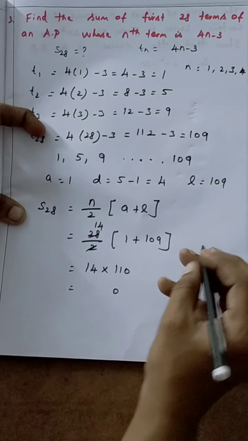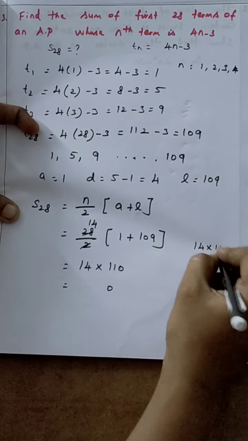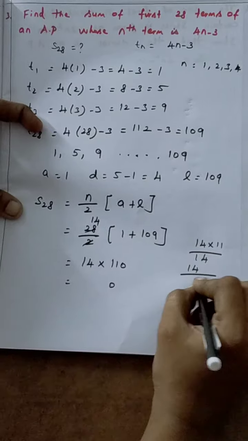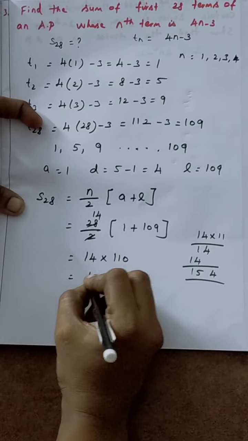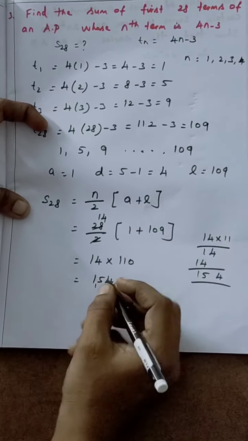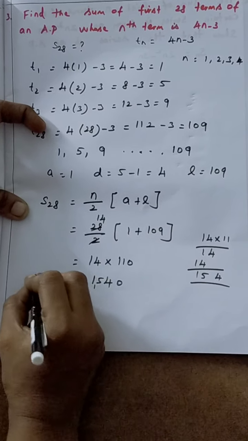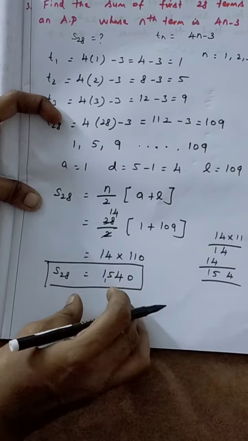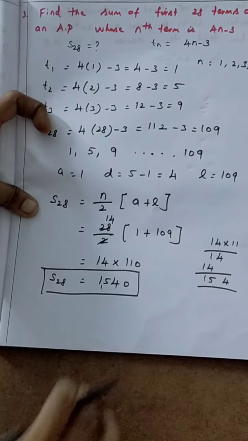1 0s are 0. Then 14 into 11. So 14, this term also 14. Add the terms: 5 1. So the answer is 1540. So S28 equal to, what is the total? S28, first term to 28 terms total, equal to 1540.